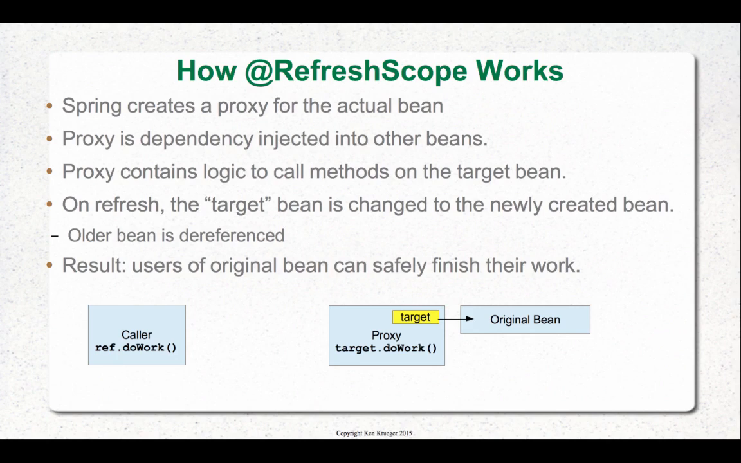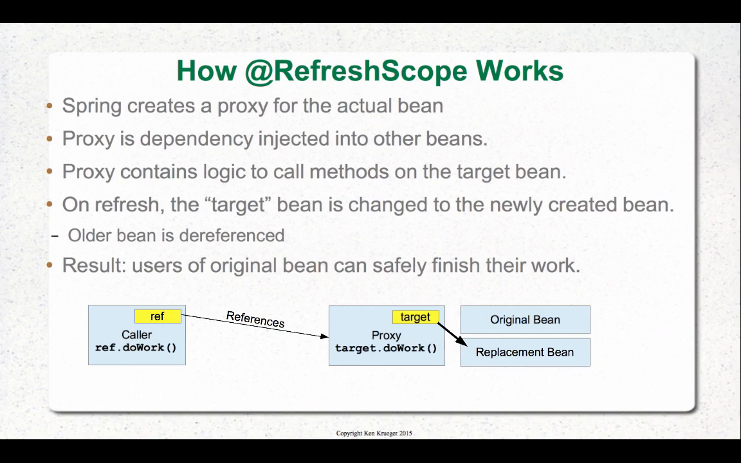Now, when we do dependency injection, other beans do not get the original bean, but they get a reference to the proxy. When the caller makes a method call, the proxy simply turns around and calls a method on the original bean. Now on refresh, what happens is a new replacement bean is created, and the target reference on the proxy is switched to the replacement.